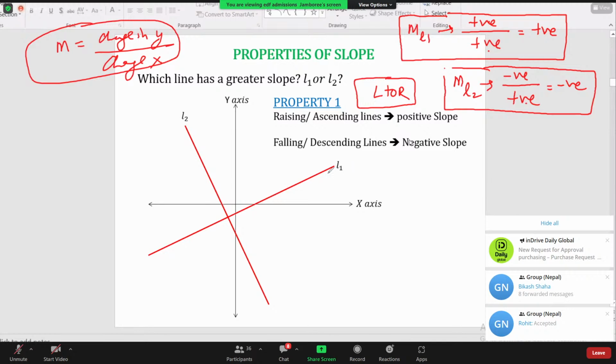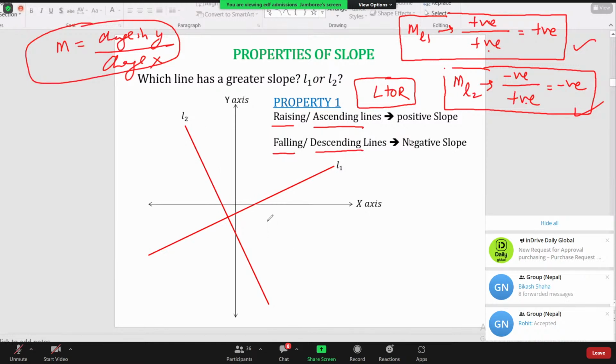If you look at line L1, it is moving up from left to right. So it is a rising or ascending line. Any line which moves up from left to right is a positively sloped line. Similarly, a falling or descending line, which means any line moving down from left to right, will have a negative slope, which is what you can see here also. So the slope of L1 will be positive, the slope of L2 will be negative. Any line which moves up from left to right will be positively sloped, and any line which goes down from left to right will be negatively sloped.